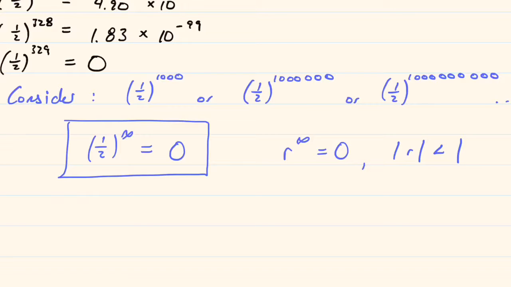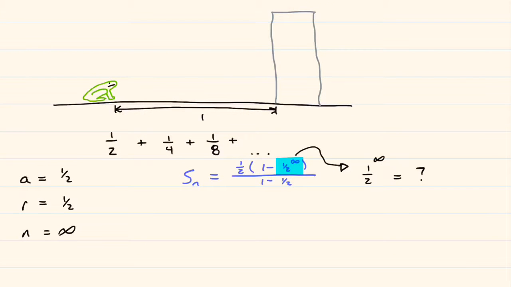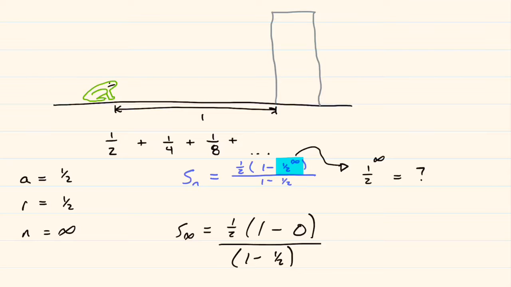So what we typically say is that if the absolute value of r is less than 1 but greater than 0, then r to the power of infinity equals 0. What this does for the froggy, if we go back to the froggy jumping towards the wall, is now we say, okay, that half to the power of infinity is 0. So that means S infinity equals a half times 1 minus 0 over 1 minus a half. 1 minus 0 is 1 times a half is a half. 1 minus a half in the denominator is just a half. Half divided by half is 1. And the froggy got to the wall. Yay, good for the froggy, he did it in infinite jumps.